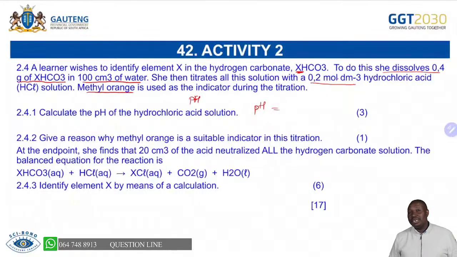Just copy it the way it appears in the data sheet. It will help you because it will penalize you if you just write pH as 2 like that, equal like that. No, you must copy it correctly and then write the formula as is given. Then you're able to say minus log.